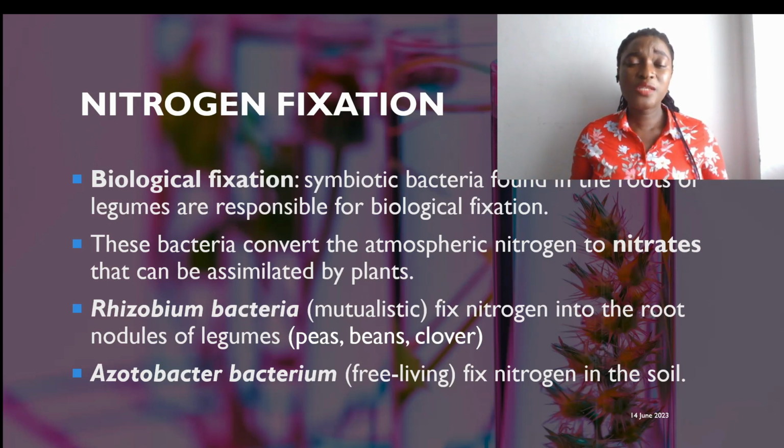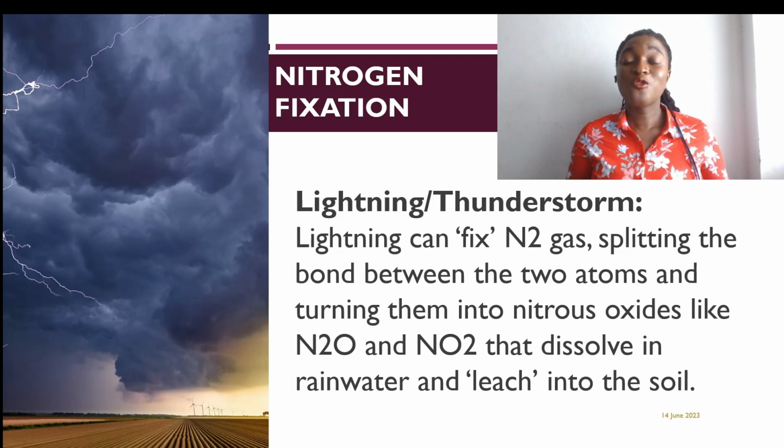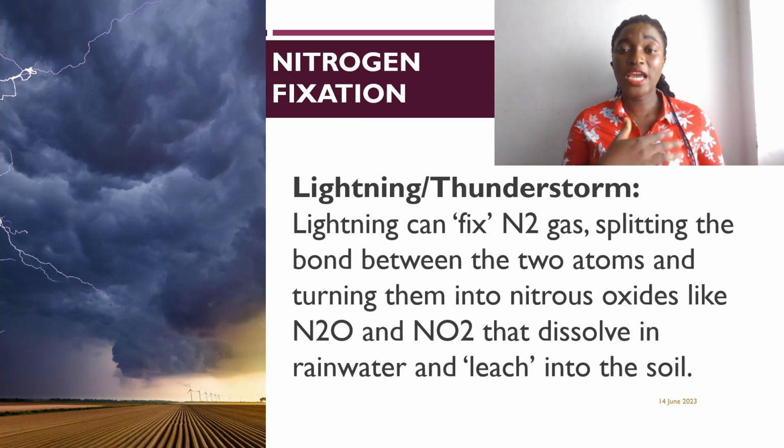Very good. We have other ways by which nitrogen can be fixed. This includes lightning. We already mentioned that nitrogen is a gas, and once it's a gas, it's in the atmosphere. And lightning also strikes in the atmosphere. With a strike of lightning, it comes with a high amount of energy. This energy is able to convert the nitrogen gas into nitrous oxide. And when it rains, the nitrous oxide is dissolved in rainwater, and they seep into the soil, they leach into the soil, thereby making nitrates readily available to the plant. So in this instance, lightning is serving as another way by which nitrogen can be fixed in the soil.